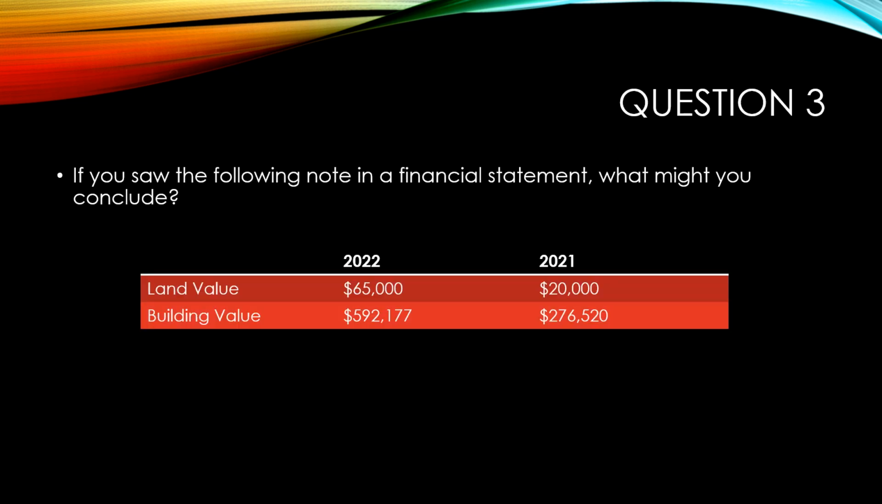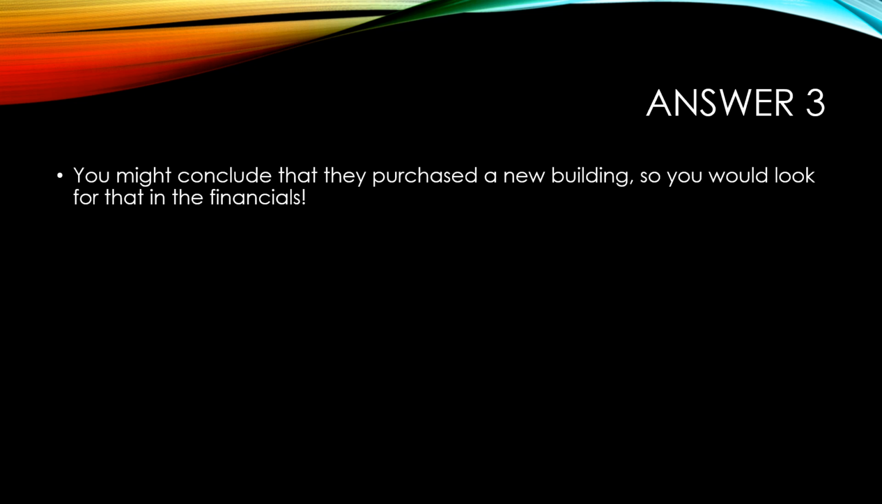Okay, take a look at question 3, and if you saw this note in a financial statement, what would you think? Okay, well, we don't know for sure. But certainly, because we know that land and real estate is recorded at the value when purchased, you would conclude that they probably purchased a new building and the land upon which it sits.